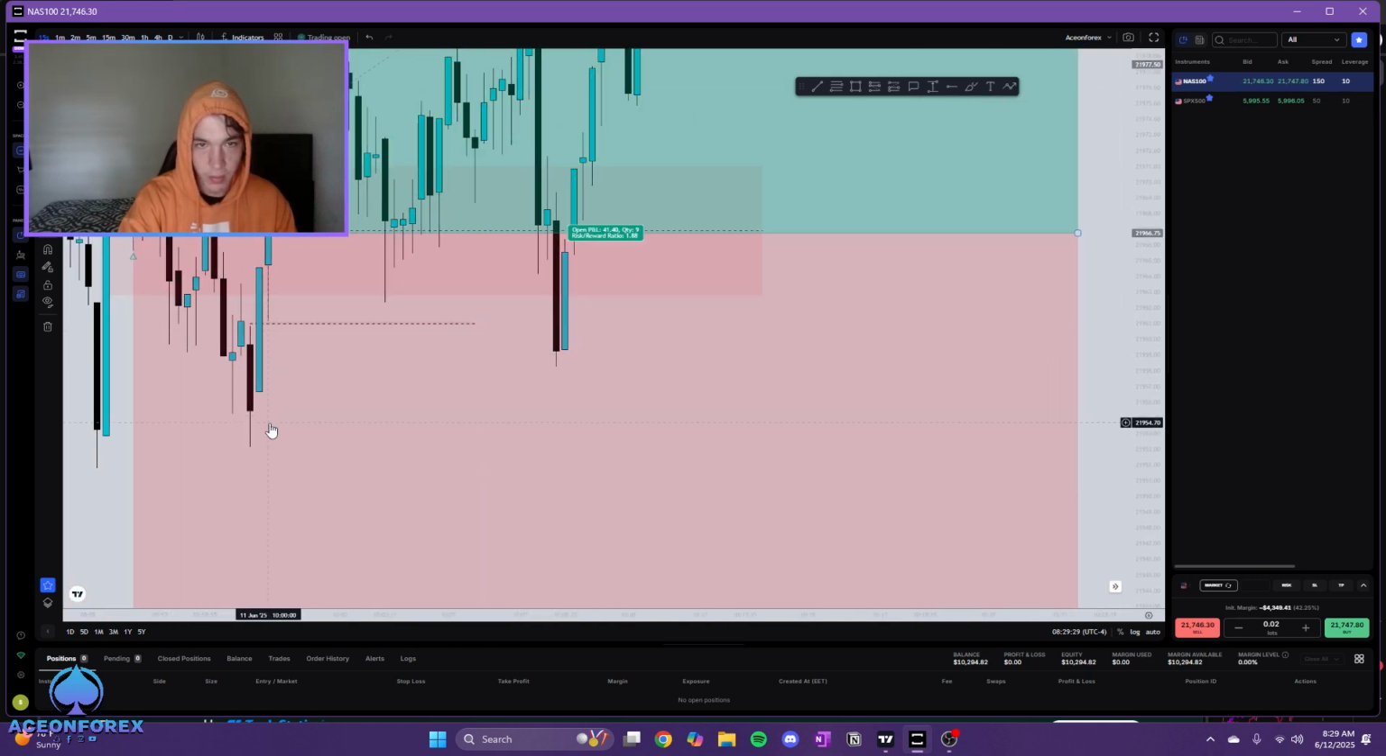But this is an order block because we made a new low and then we closed above. So this is an order block. Traded to 50%.